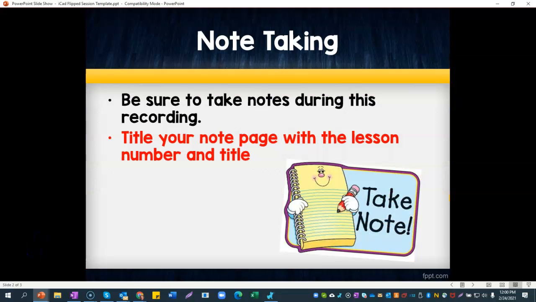As a reminder, be sure you take notes during the recording. You can use those notes on quizzes and unit tests, and they can also be submitted for extra credit. Make sure your notes are complete, and you do that by titling your note page with the lesson number and the title.